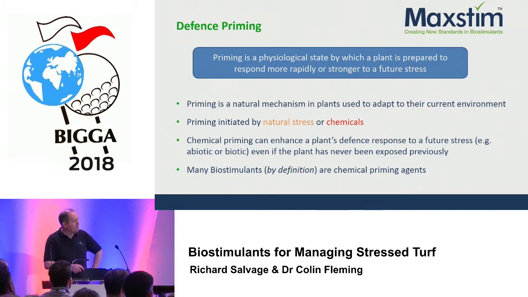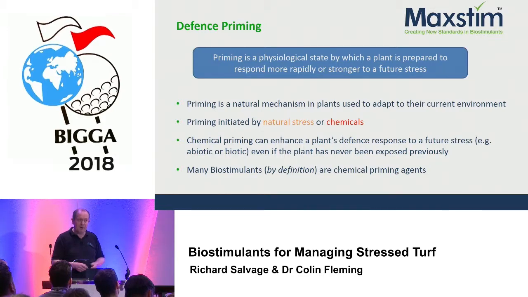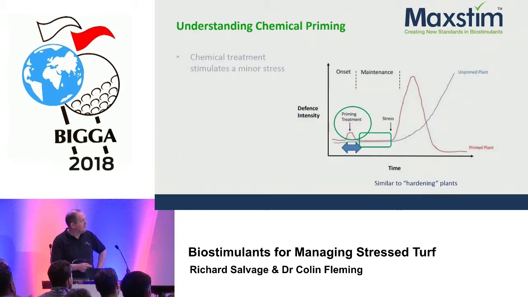And this chemical priming allows us to prepare a plant for a stress, and that stress can be abiotic, for example, heat stress, drought stress, or it could be a stress produced by a fungal attack or an insect attack. And this concept of priming, I think in the next 20 years is going to revolutionize crop production and also turf management.